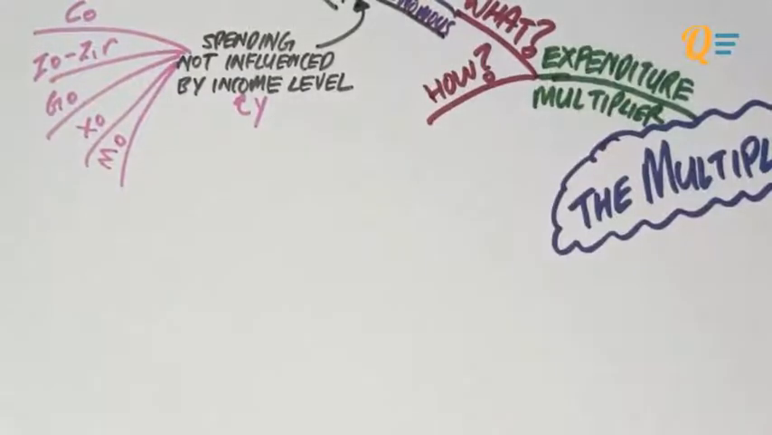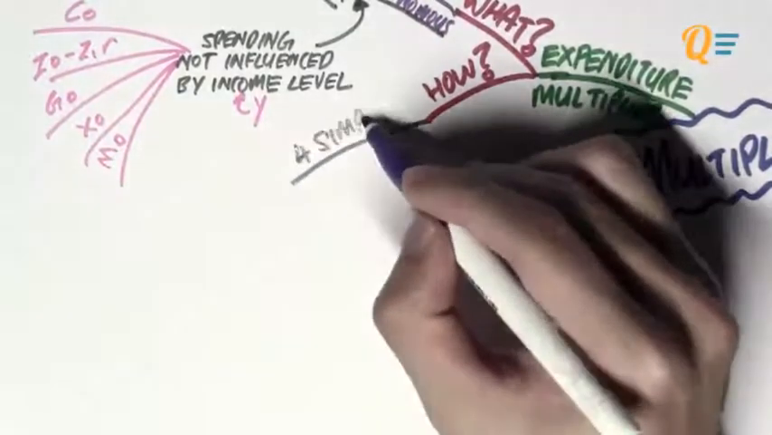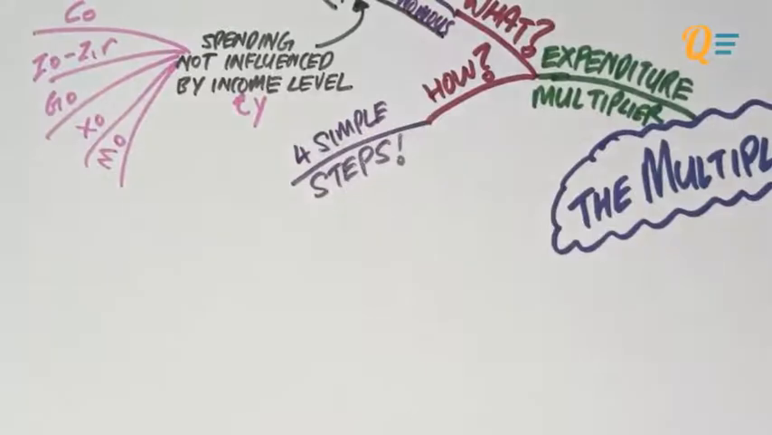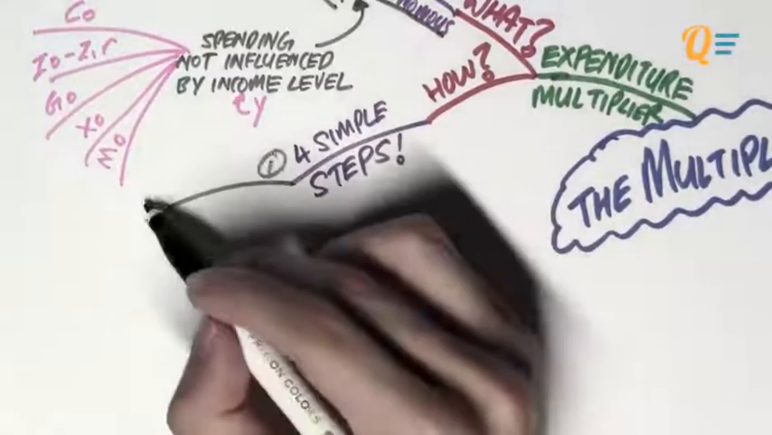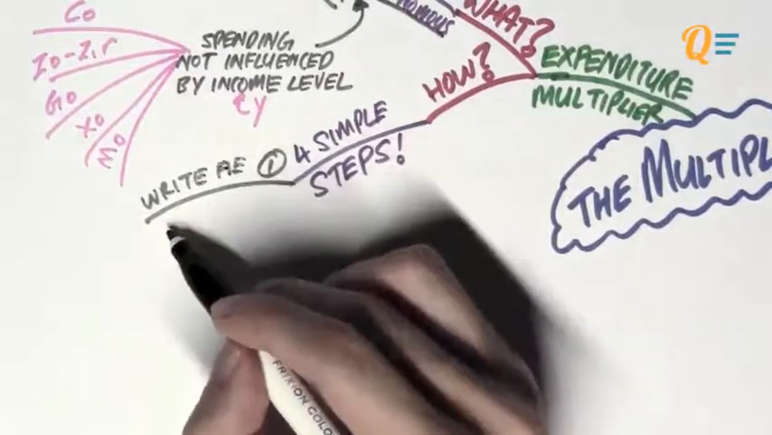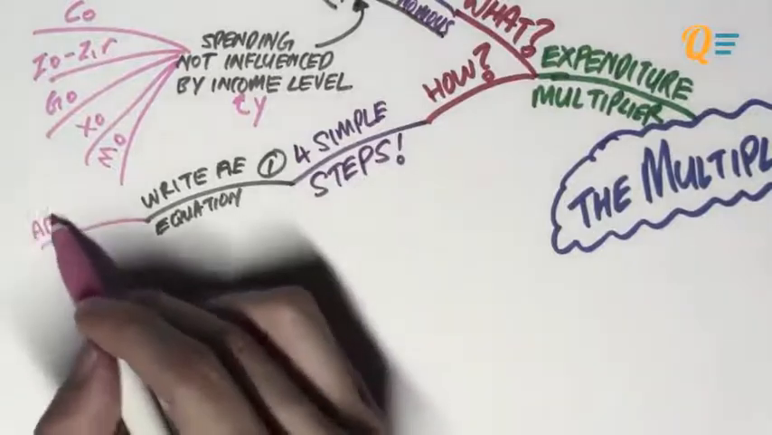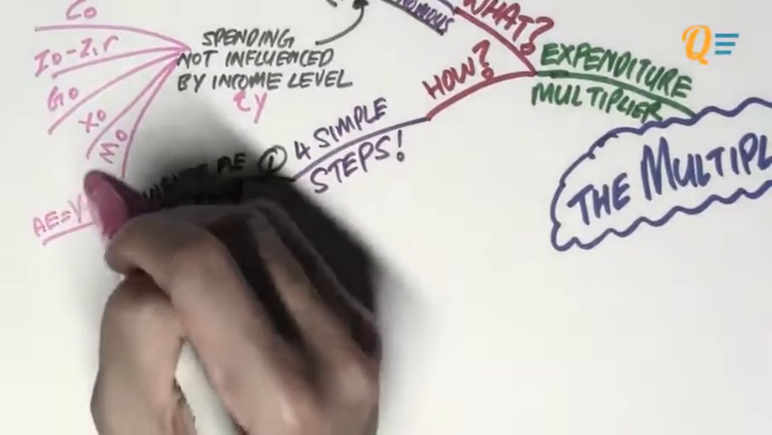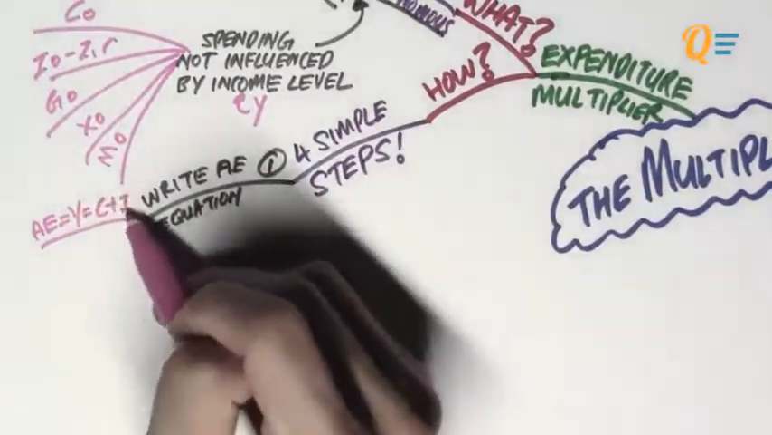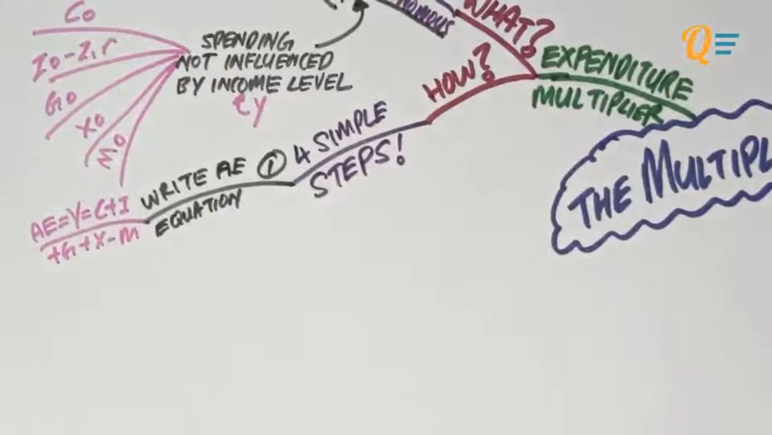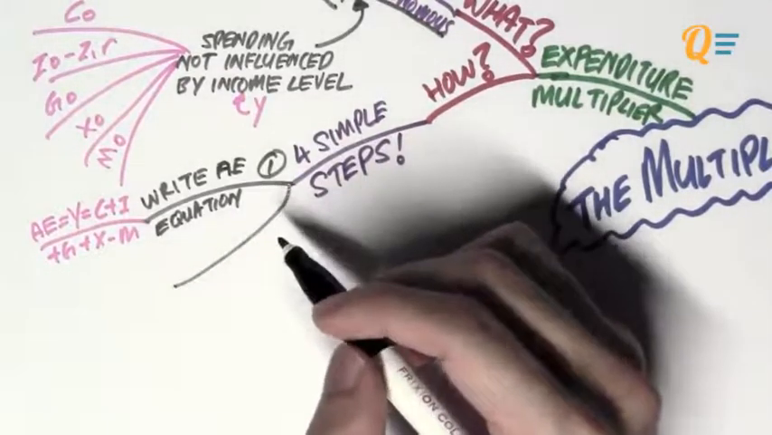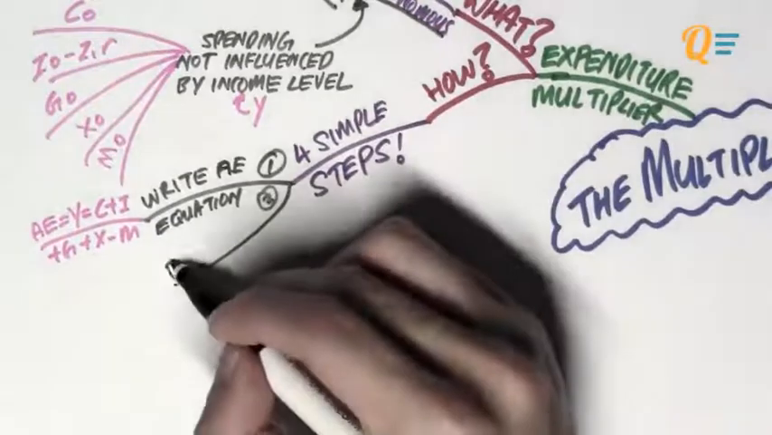So let's go into detail, and I'm talking about the mathematics part on how we're going to calculate the multiplier. We're going to apply 4 very simple steps to this. The first step, which I hope you should be really good at, is to write down the AE equation. Write down the aggregate expenditure equation. So at equilibrium, AE equals Y, which also equals C plus I plus G plus X minus M. Okay, so we expand those according to the assumptions that we're going to make about the economy.